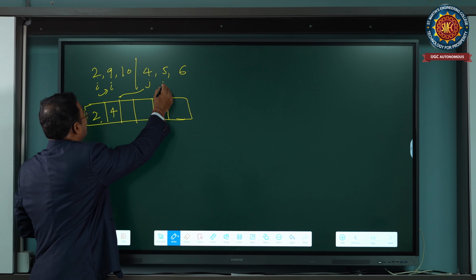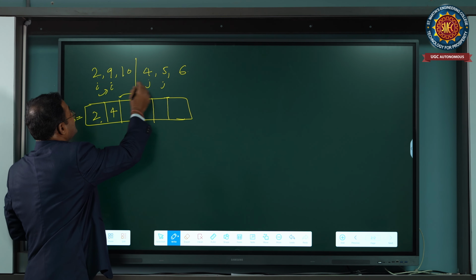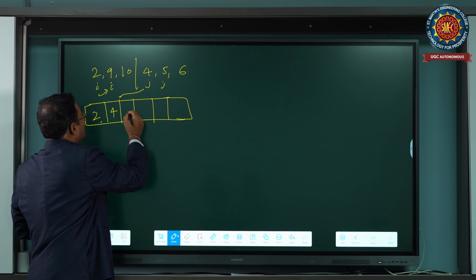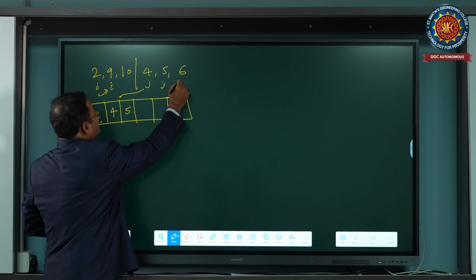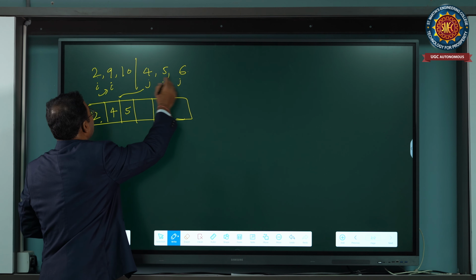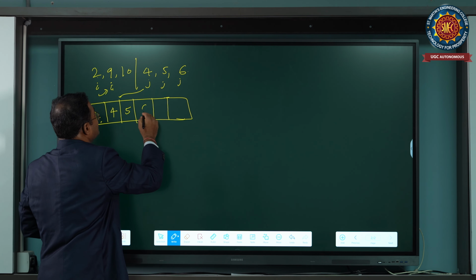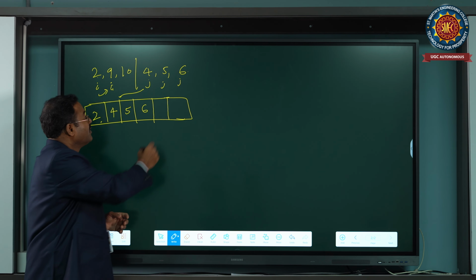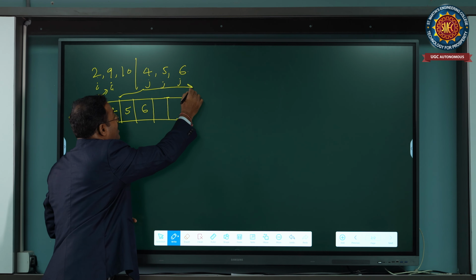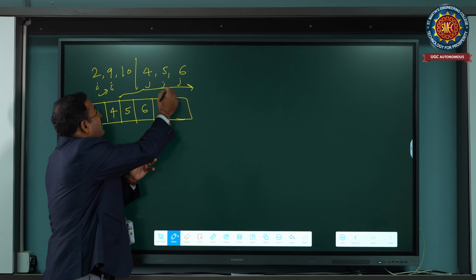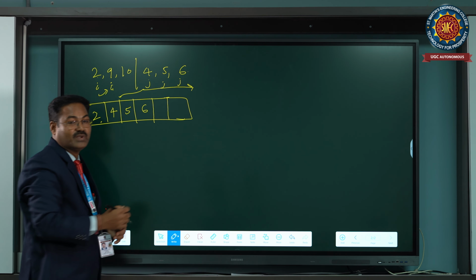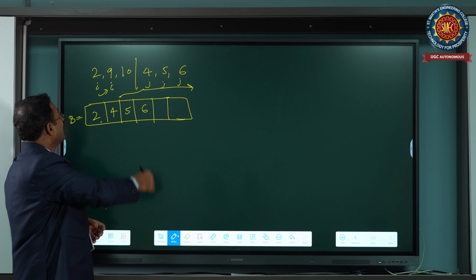Now j becomes 5. Compare 5 and 9. Which is the smaller one? 5 is the smaller one. Copy into the auxiliary array. Then again increase j. Now j becomes 6. 6 and 9, which is the smaller one? 6 is the smaller one. Right? Now this side's sub-problem solutions are completely copied, which means j has reached the high position.